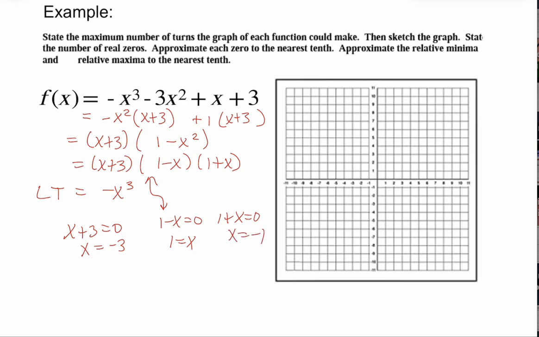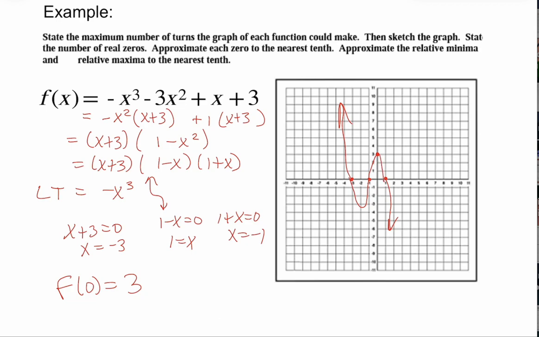So let's put those points on there. So at -3, at -1, and at 1, our left end goes up, our right end goes down. We pass through every single one of these. So we pass through, come back around, pass through, come back around. Ooh, there's one little piece that I didn't put on there. My y-intercept happens at 3. I was pretty close. So we're going to go down, up, down.